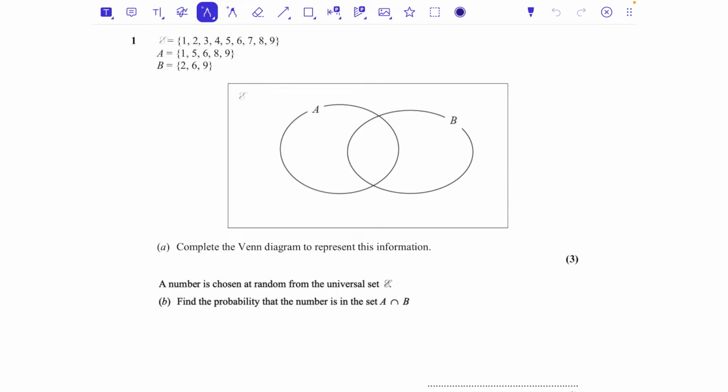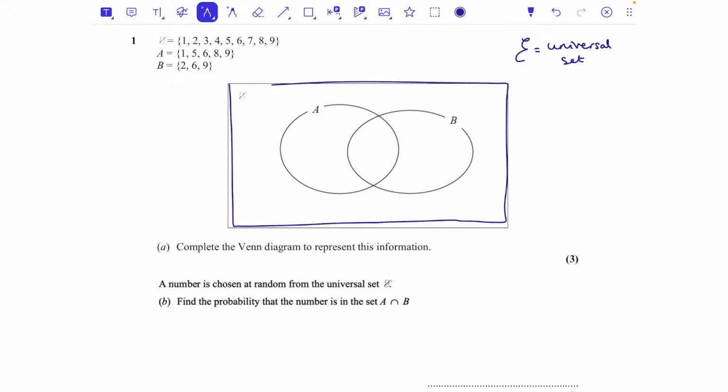Okay, question number 1, and we have a universal set. So that funny squiggly E, that is called the universal set. And that's everything you know about right now. So your universal set, you can think of it like your universe. Your universe right now is the numbers 1, 2, 3, 4, 5, 6, 7, 8, 9. You don't know any other numbers. And your universe, this box, needs to have all of those numbers in it. So they need to go somewhere in that box.